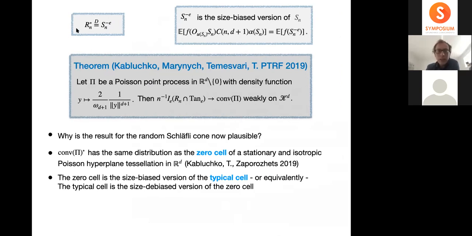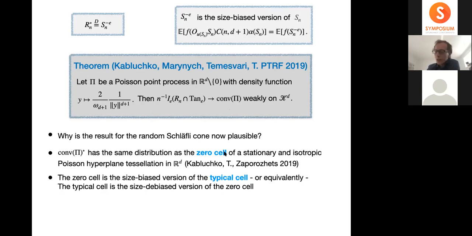Well, let's recall, we have a connection between all these cones. So we have a result for the cone R, but we are interested in the dual of this cone. So we have to look at the dual also of this limiting object. It's the dual of this Poisson point process. Since this is a convex polytope, defined as a convex hull of random points, the dual must be the intersection of random half spaces. And what comes out is the zero cell of this stationary and isotropic Poisson hyperplane tessellation.